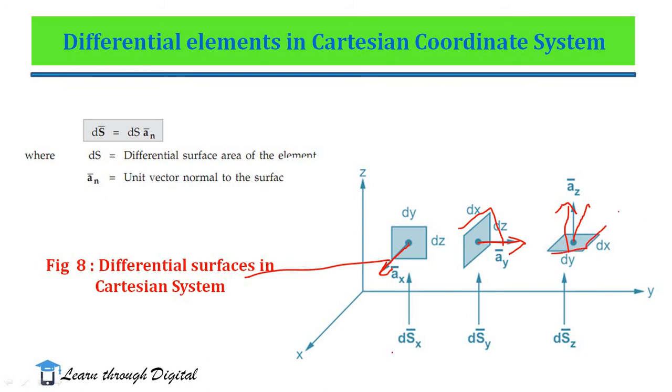So the vector representation of these elements is given by ds x vector, ds y vector, ds z vector. These are the vector representations of these elements.